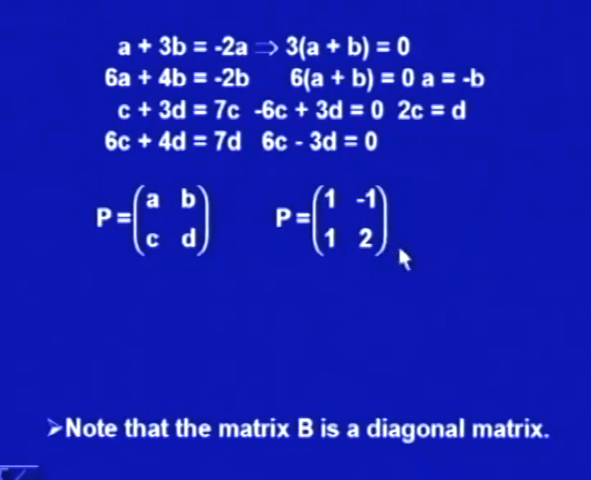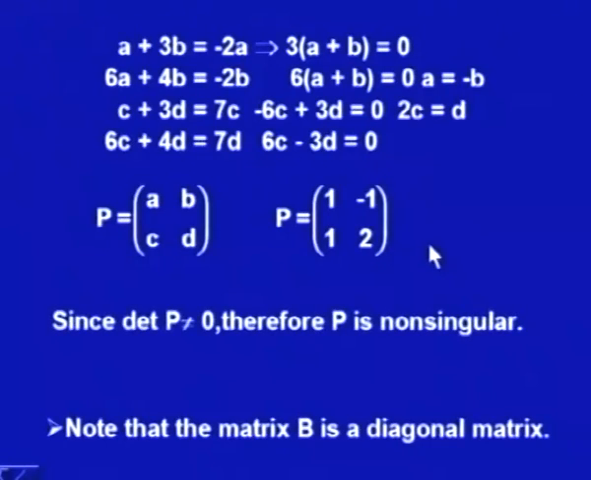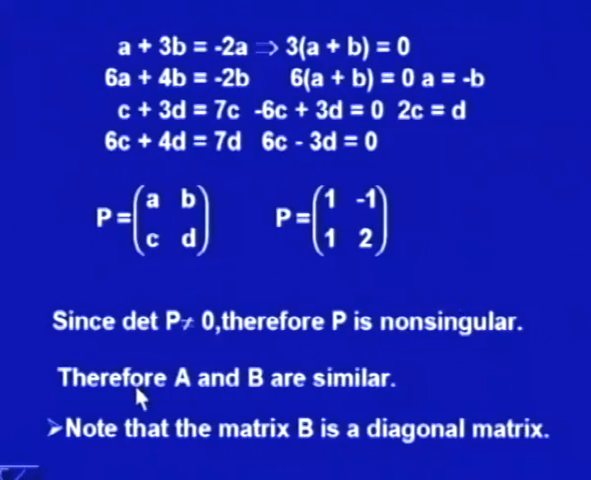This is one such combination, and since determinant P is not 0, that means P is non-singular, so the inverse exists. So, we can say that A and B are similar because we were able to find such a matrix [a b; c d] which is non-singular and which gives us A is equal to P inverse B P.